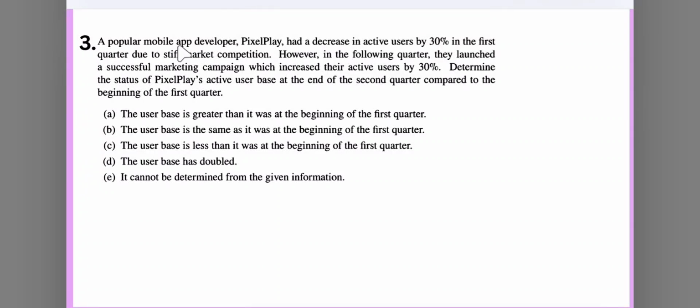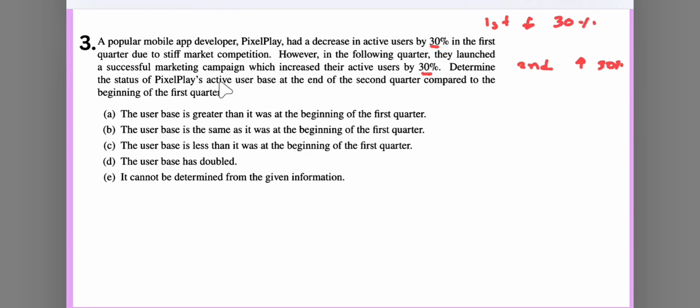Question number 3. A popular mobile app developer, Pixel Play, had a decrease in active users by 30%. So the active users decrease by 30% in the first quarter due to stiff market competition. However, in the following quarter, they launch a successful marketing campaign which increases their active users by 30%. So in the second quarter, it increases by 30%, and in the first quarter, it decreases by 30%.